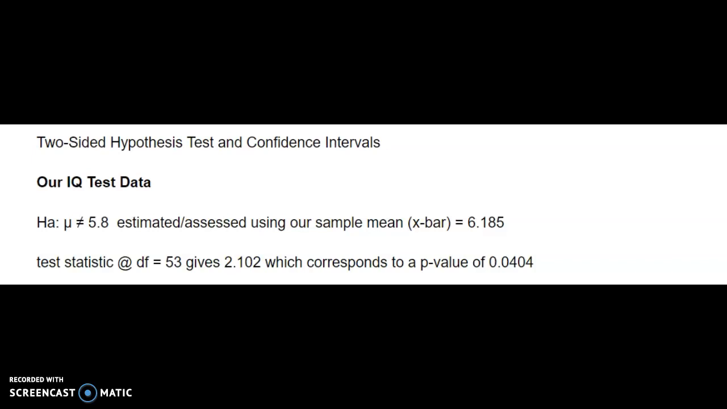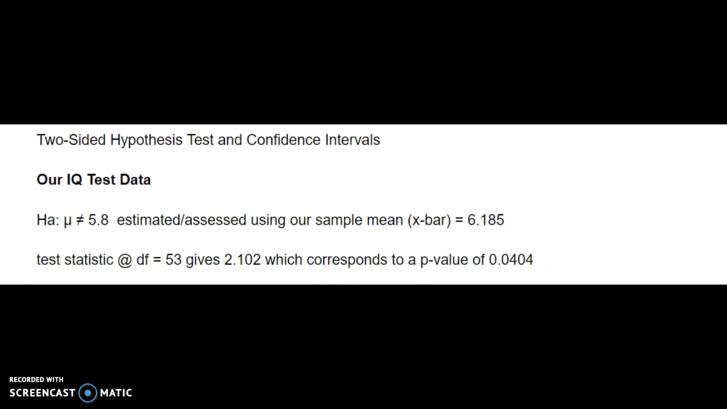which was 6.185. I just ran the test on the calculator under stat test and then the two sample t test. The test statistic still has 53 degrees of freedom, just like the confidence interval did. And the same thing as our one-sided hypothesis test that we did originally when we said greater than, the test statistic is 2.102, which is exactly the same. But because we're now doing one that is not equal to as opposed to greater than, it changes our p-value to twice what it was. So instead of about 2%, it's at about 4%.